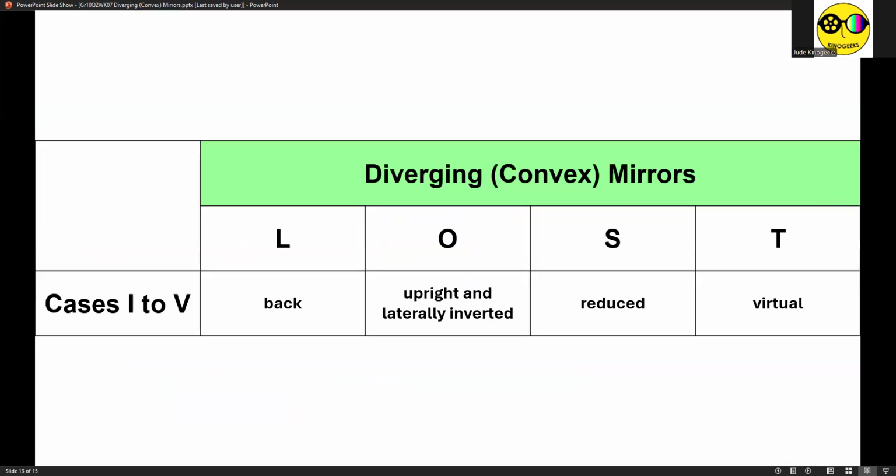Now let me recap the LOST interpretation for images formed by diverging convex mirrors, regardless of where you put the object, cases 1 to 5. All images will be found at the back. They will be upright and laterally inverted, always reduced, and formed virtually.